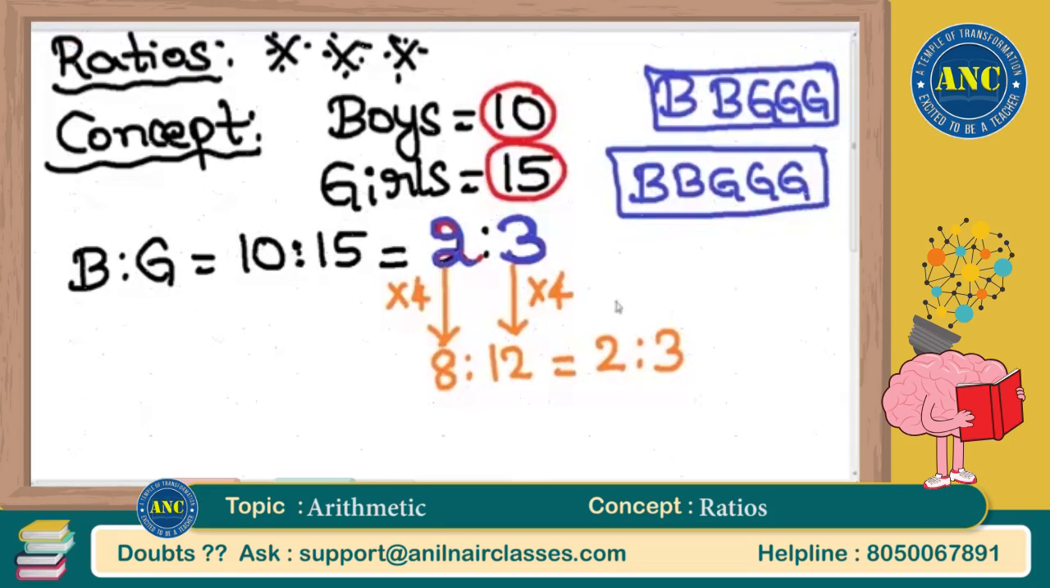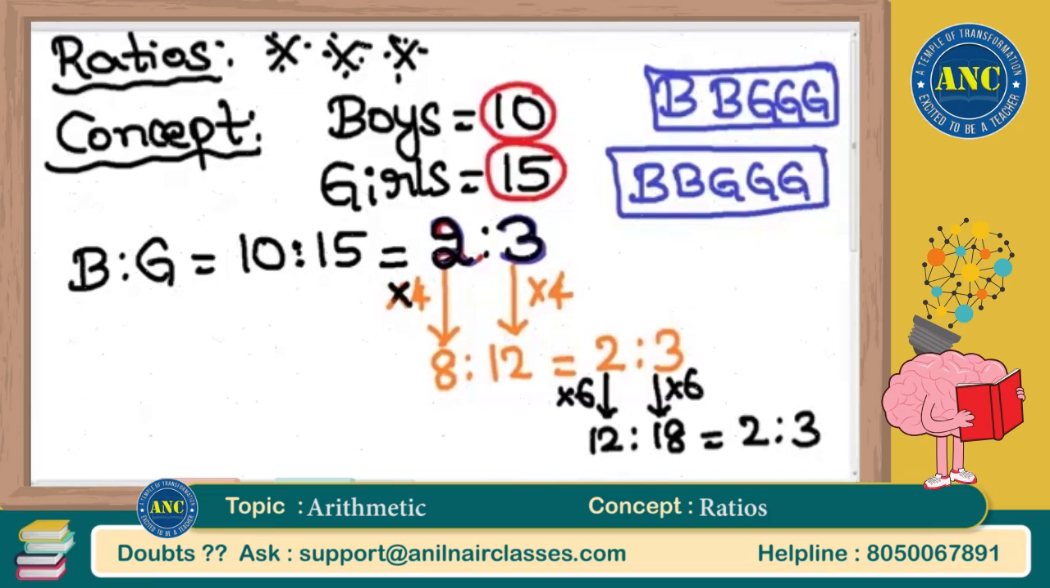Suppose, for example, I multiply the first term of this ratio by 6, it is 2 into 6, 12. Second also by 6, 3 into 6, 18. 12 is to 18 is again 2 is to 3. That means the basic understanding of ratios, which so many students already know, is this: you take any ratio whatever you like, and let there be any number of terms in the ratio. It need not be only 2 terms like 2 and 3. Take any ratio of your choice.